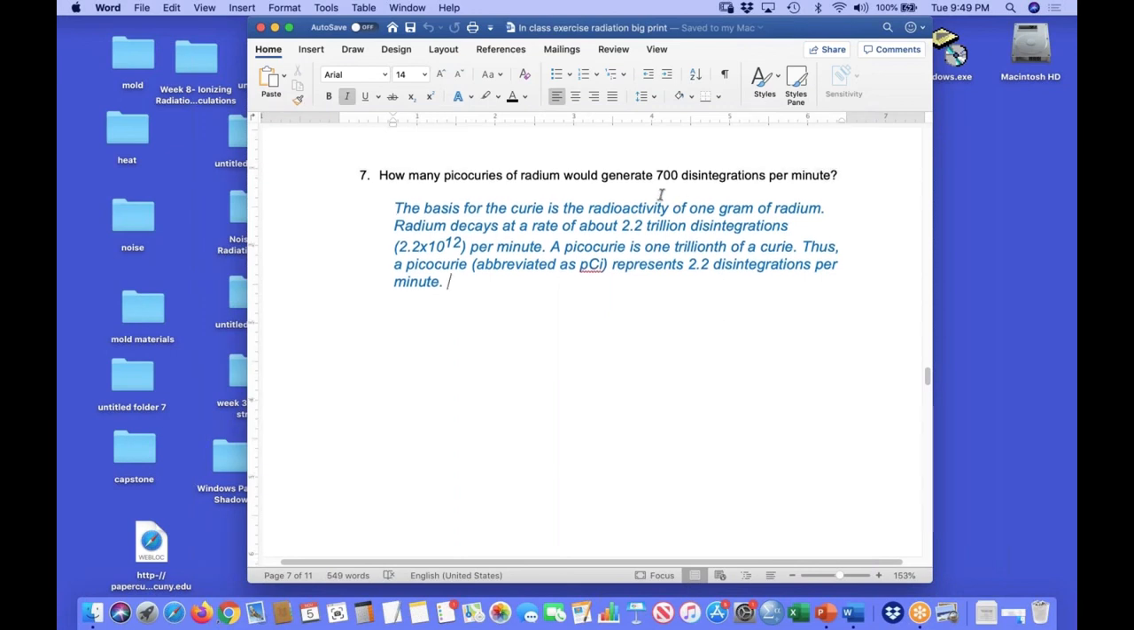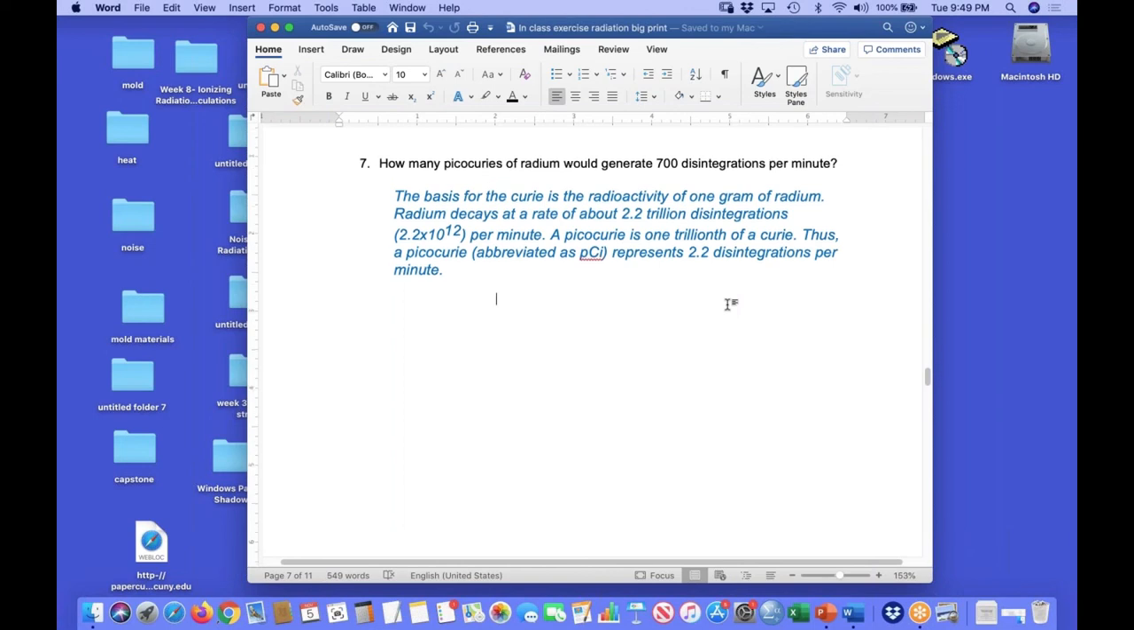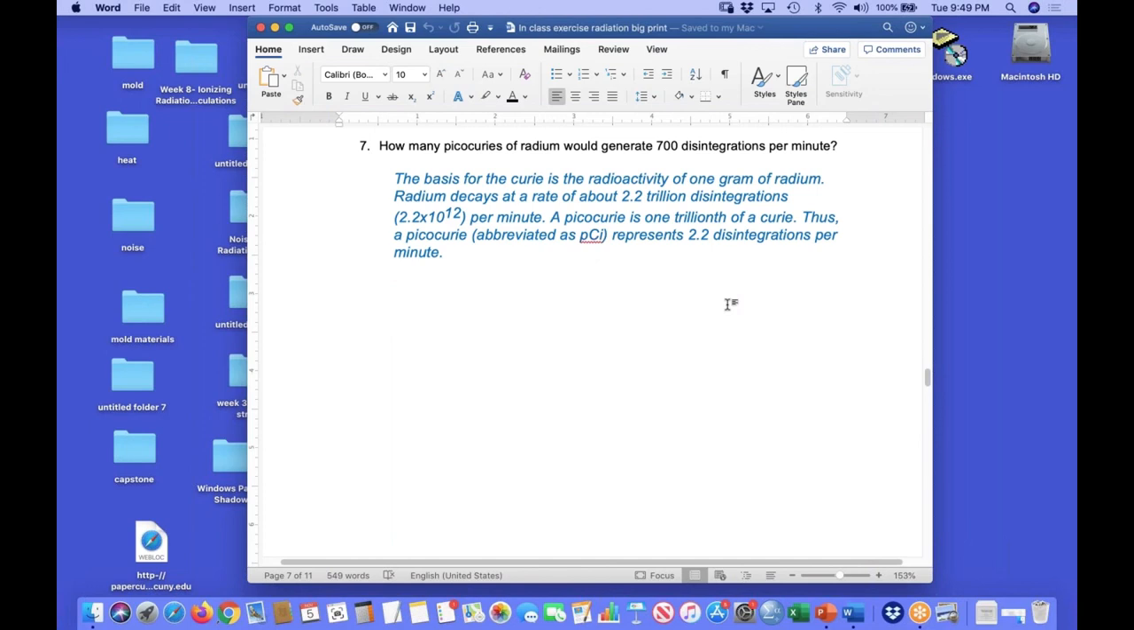Okay, so if we want to figure out how many picocuries of radium would generate 750 disintegrations per minute, we divide that by, do I have to change that into moles? No, I don't think so. We just divide it by 2.2 disintegrations per minute. So 750 divided by 2.2 comes out to something like 300 something picocuries.